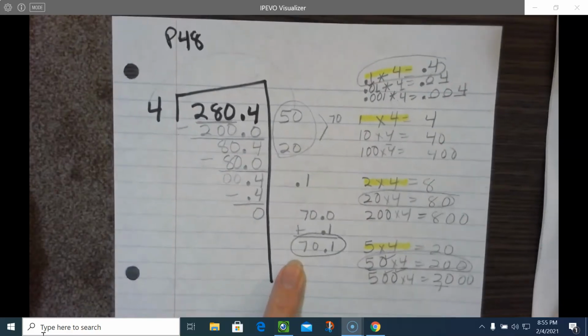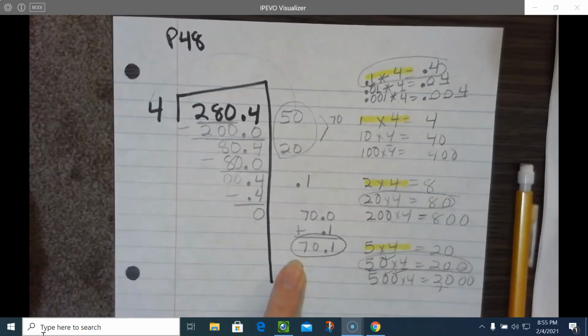Would you take a picture of this right now, and then we are going to upload this in Seesaw, and then in a moment we'll move on to the next slide and do the next problem together. Take a picture of this, please.